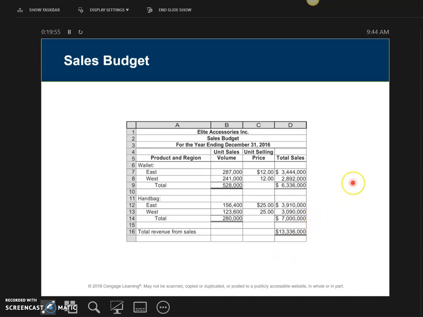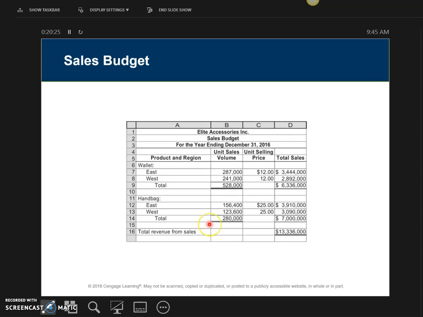So here's an example of my sales budget. I'm combining my wallets for both regions and my handbags, and my selling price. So my total sales for just wallets is going to be this number. My total sales for handbags are this. Here's my total revenue for sales. So here's my quantity. I'm going to make 528,000 wallets, 280,000 handbags.